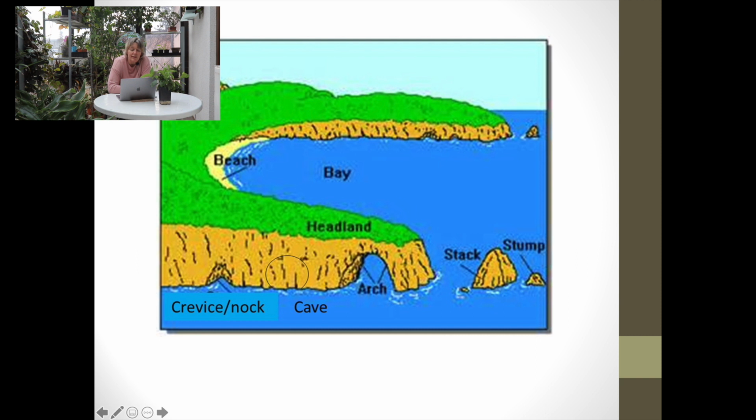There are some things in the rock or stone here, like the crevices, the knocks, the caves. They could be connected with the sea or not necessarily. So here we have all those names. I hope they are familiar to you, because now I'd like to show you another map.